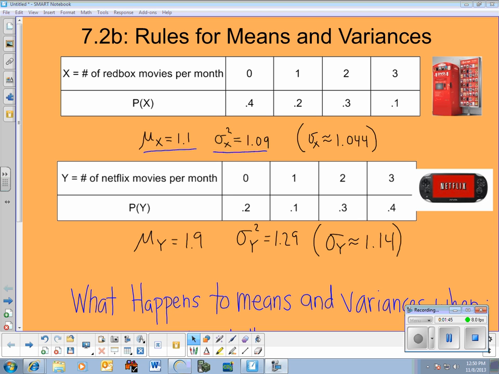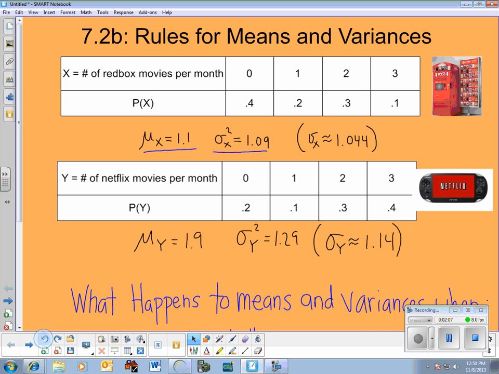So we have a different distribution, different variable y for the number of Netflix movies watched per month. And it's similar with 0 through 3, just to keep it simple. And there are the mean, variance, and standard deviation. And the little square on those, that's what indicates that that's the variance.